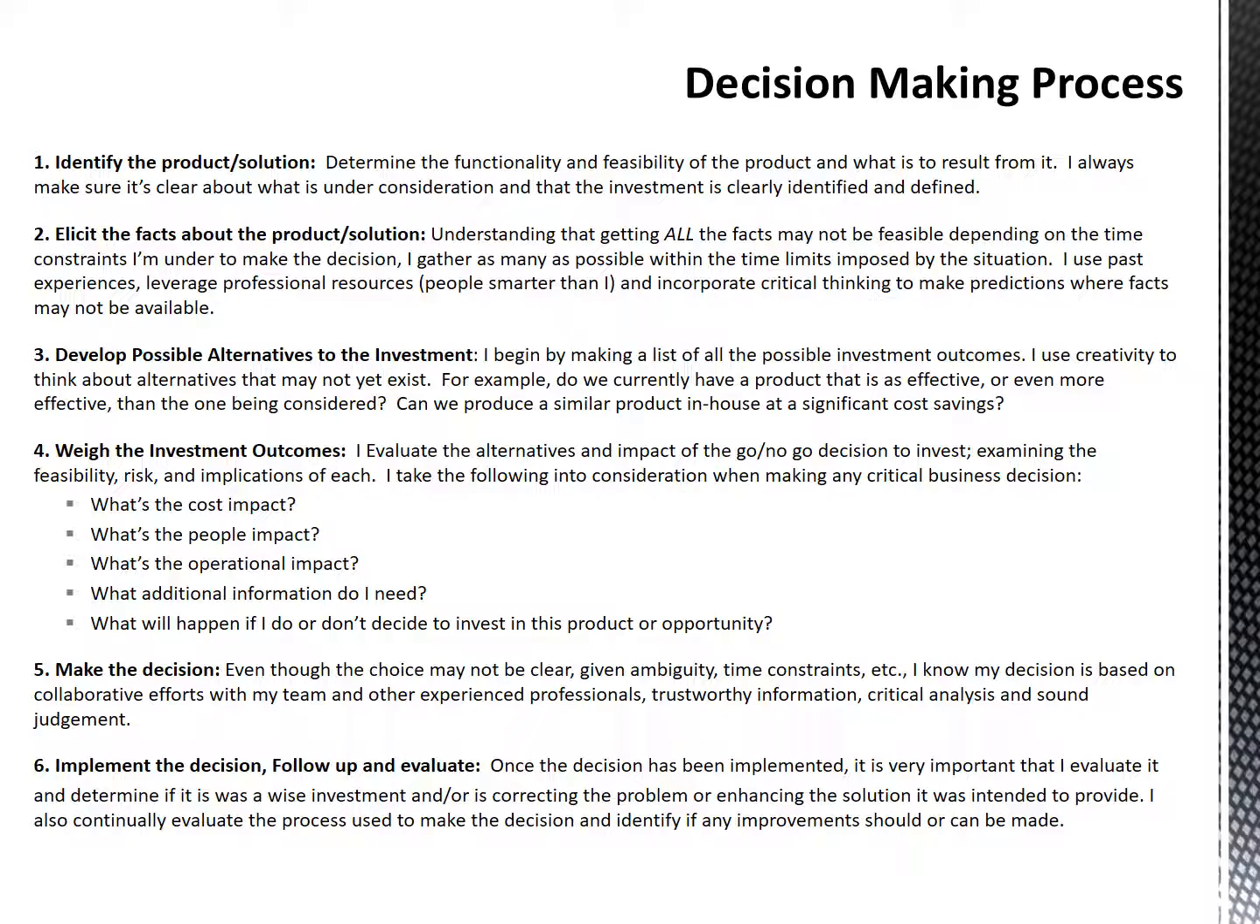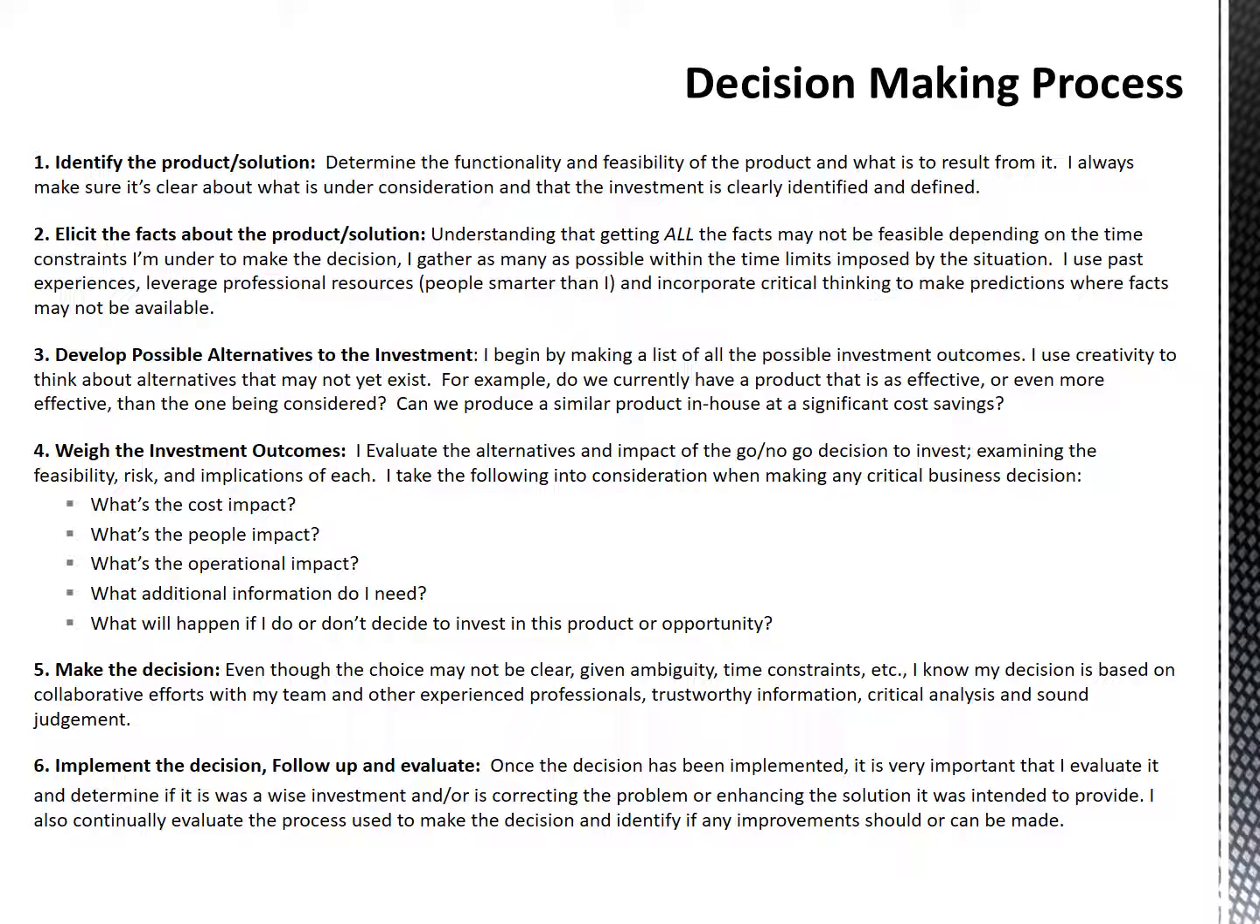Number 3, develop possible alternatives to the investment. So I begin by making a list of the possible investment outcomes. Okay, what happens if I do? What happens if I don't? And then I like to use some creativity to think outside the box a little bit, to think of some alternatives that may not even yet exist.